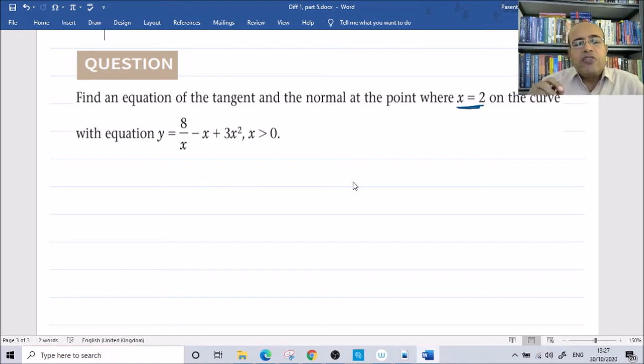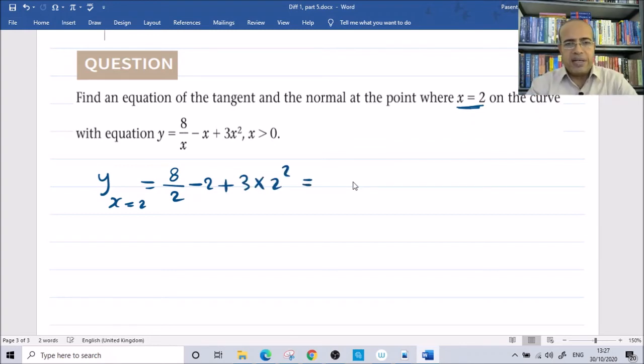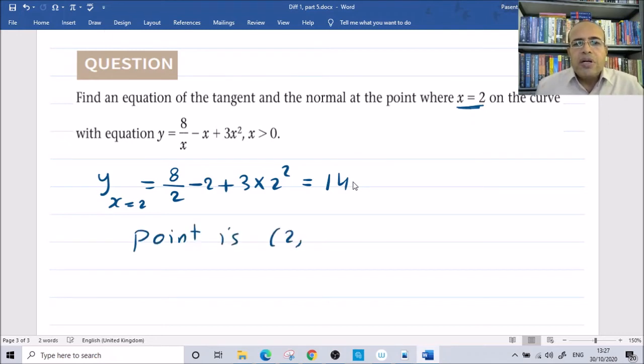To get the value of y, replace x by 2 in the equation of the curve. So we write y when x equals 2. We go to the equation of the curve and replace x by 2 to get the corresponding value of y. So it's 8 over 2 minus 2 plus 3 multiplied by 2 squared. We use the calculator. 8 over 2 is 4, 4 minus 2 plus 3 multiplied by 2 squared. The answer is 14. So the point of tangency is (2, 14).